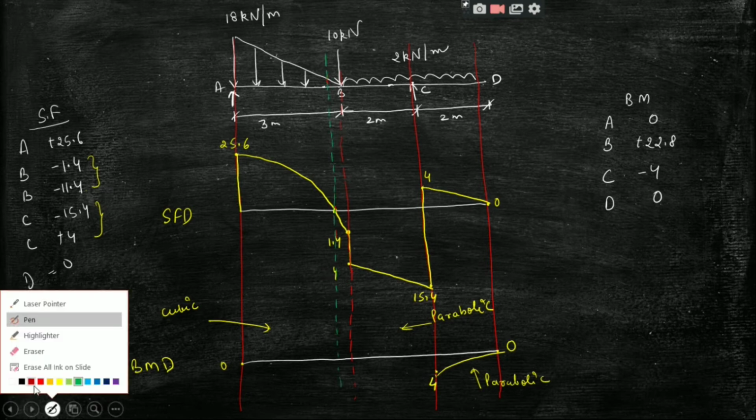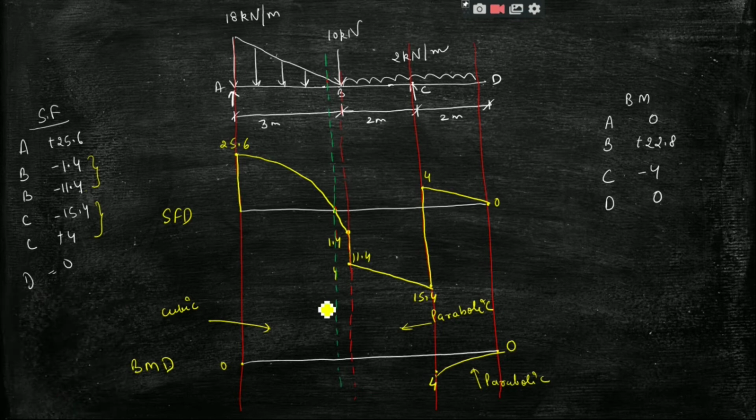Okay, so this was the 11.4 shear force, right? What we need to do is, we know from our experience and from the basic concepts that bending moment will be maximum here, right? Below at point B the bending moment was 22.8, so the maximum bending moment will be somewhere above it, somewhere here. We don't know the value, but we know that it will be at this section.